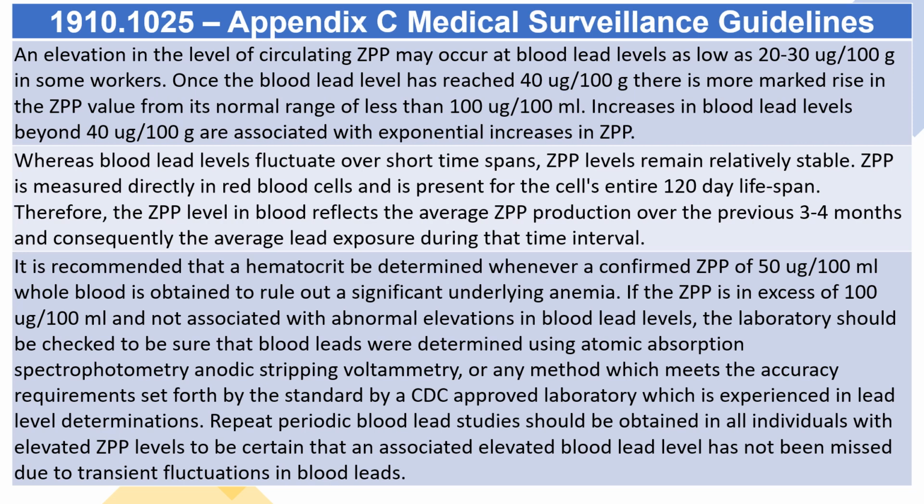If the ZPP is in excess of 100 µg/100 ml and not associated with abnormal elevations in blood lead levels, the laboratory should be checked to be sure that blood leads were determined using atomic absorption spectrophotometry, anodic stripping voltammetry, or any method which meets the accuracy requirements set forth by the standard by a CDC-approved laboratory which is experienced in lead level determinations. Repeat periodic blood lead studies should be obtained in all individuals with elevated ZPP levels to be certain that an associated elevated blood lead level has not been missed due to transient fluctuations in blood leads.